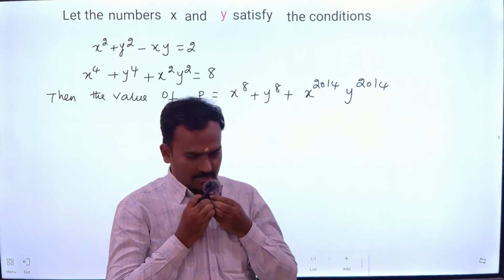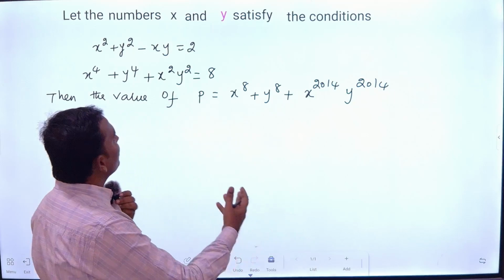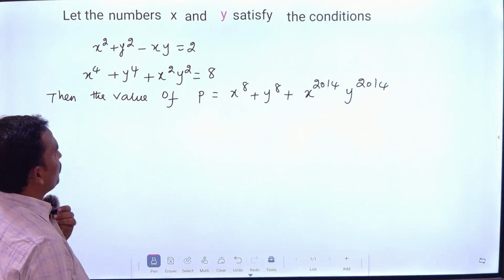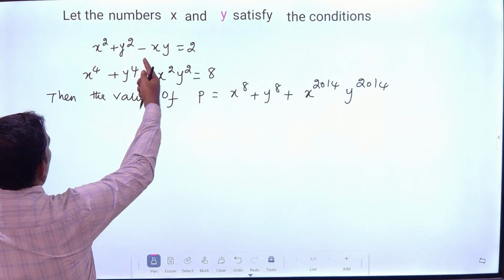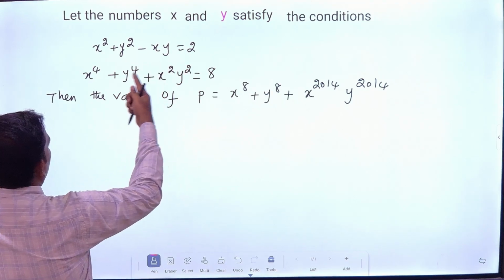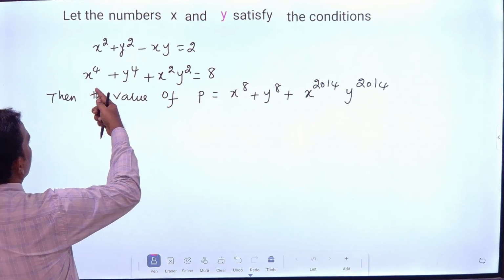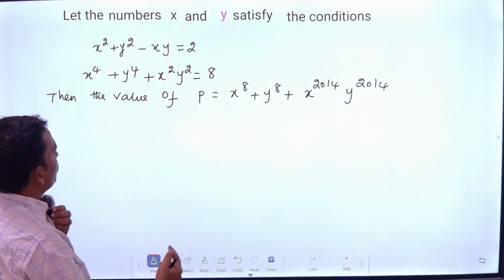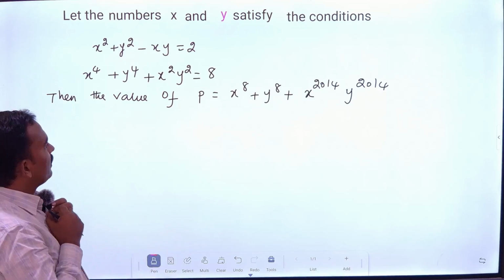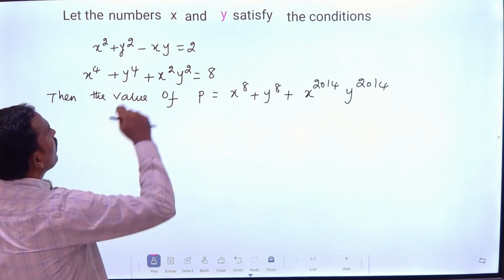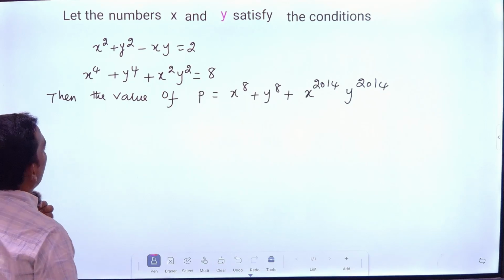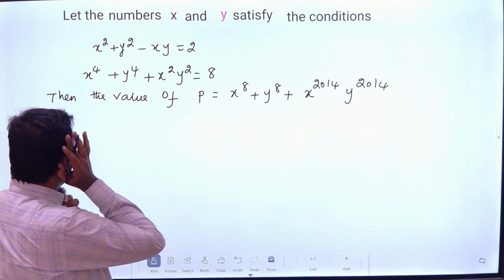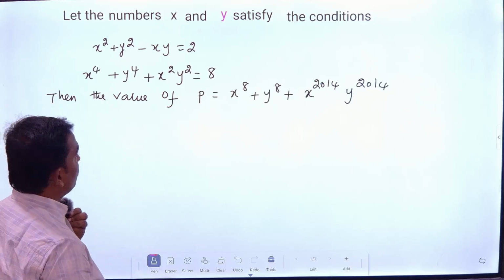Today I am going to discuss with you a very interesting problem, an algebraic identity based question. We are given x squared plus y squared minus xy is equal to 2, and second, x power 4 plus y power 4 plus x squared y squared is equal to 8. Then we need to calculate this one. x and y may be any numbers. Okay, then how to use this, how to think about this problem first.